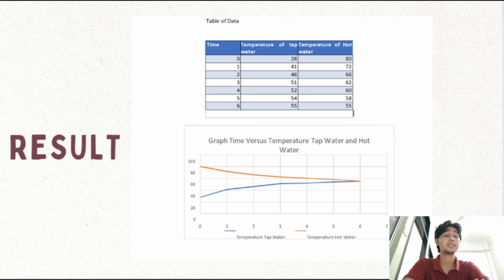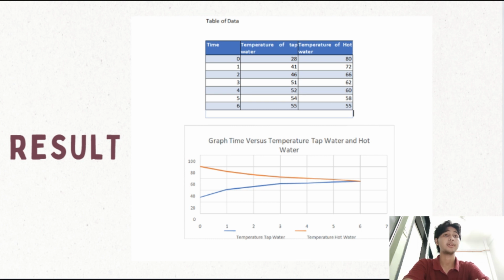So here is the result for this experiment. We start the experiment with 0 minutes, and temperature of the water is 28. Temperature of hot water is 80. We will measure the temperature of tap water and hot water every 1 minute.